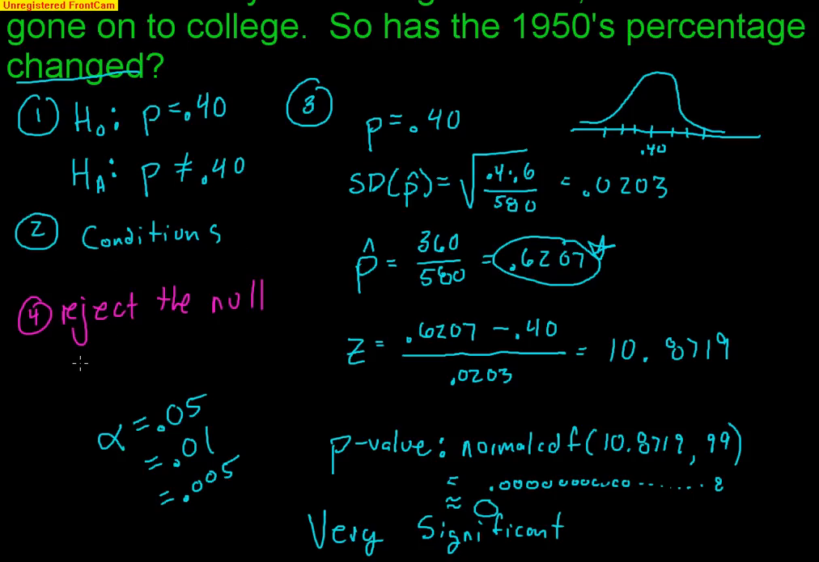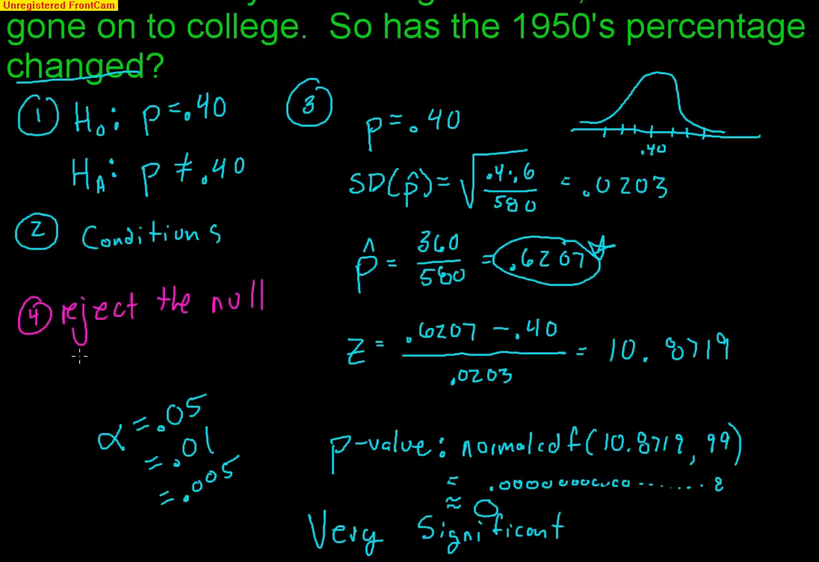I'm going to go with the alternative, and that is that the proportion of kids that go on to college is certainly different than 40%. Now, because our alternative was just different than 40%, we don't want to claim it's higher. We don't want to claim it's lower. Obviously, we're pretty sure it's higher, but we just want to claim that it's different.